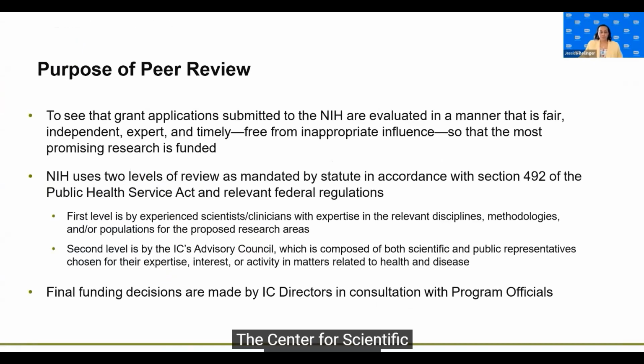The Center for Scientific Review, or CSR, is the gateway for NIH grant applications and their review for scientific merit. CSR's mission is to see that NIH grant applications receive fair, independent, expert, and timely scientific reviews, free from inappropriate influences. After submission, applications undergo a rigorous 2-stage review. The first level is carried out primarily by non-federal scientists with relevant scientific expertise, and the second is performed by advisory councils or boards. While CSR handles the review of applications, CSR does not award funding.